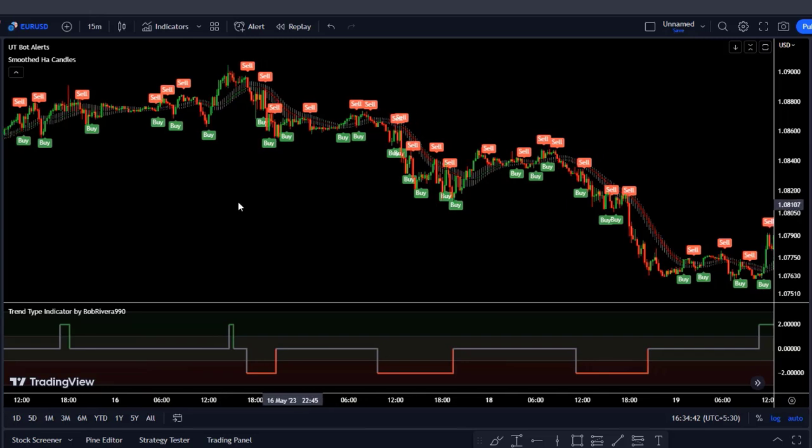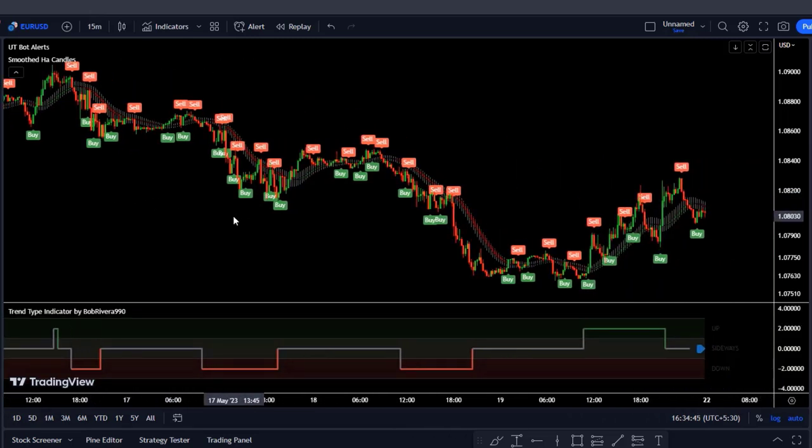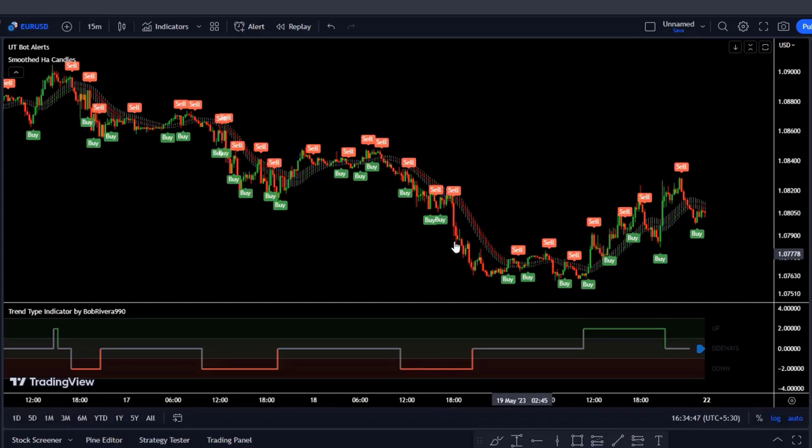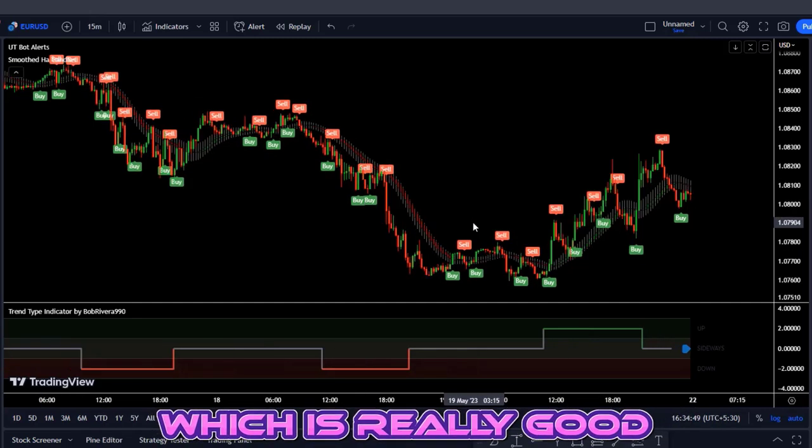Whenever the indicator is showing us that we are in a ranging market, like here in this area, for example, we're not going to take any trade. And this way here, we would have avoided all the signals here in this ranging market, which is really good.